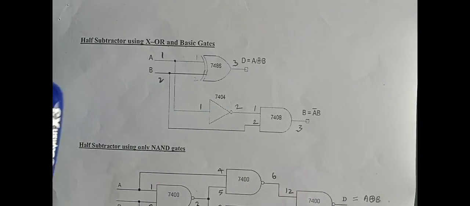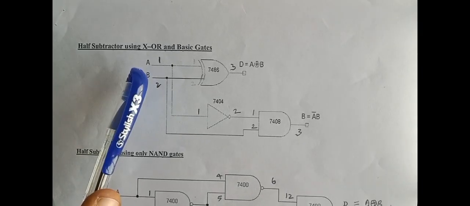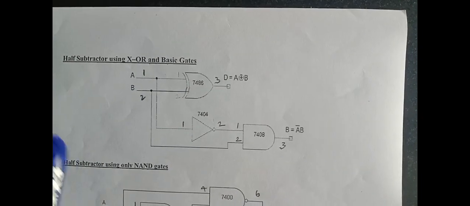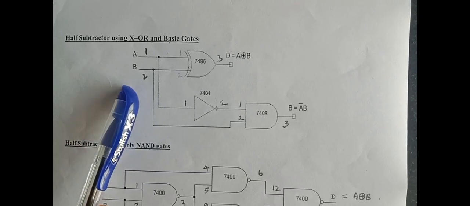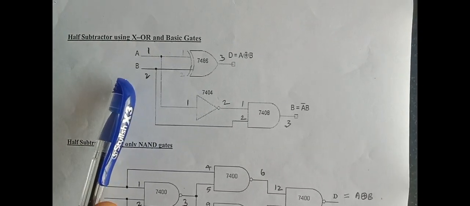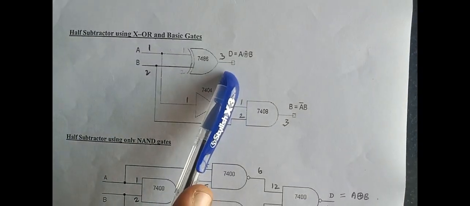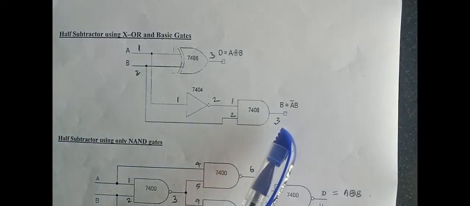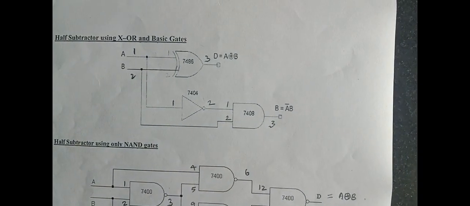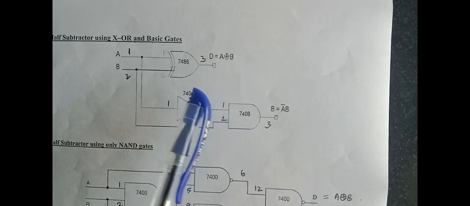Okay, next I am going to explain the half subtractor using XOR and basic gates. This is the half subtractor circuit. It has two inputs, A and B, and two outputs: one is the difference, D, which is A XOR B, and another one is the borrow.